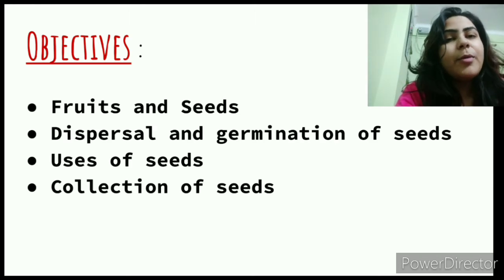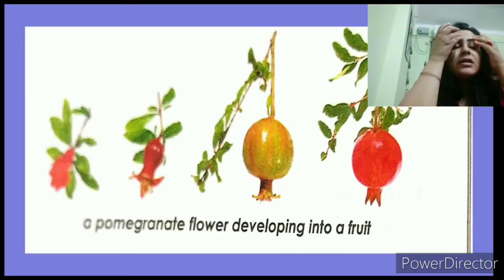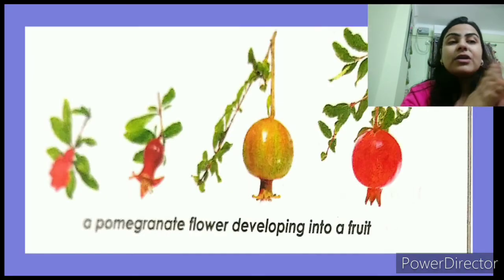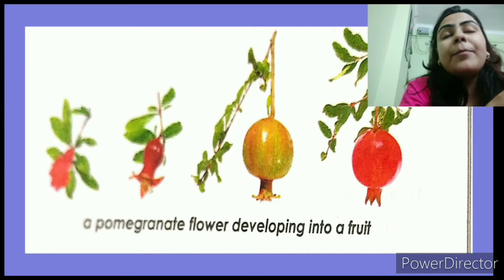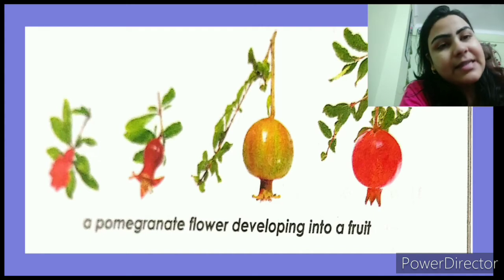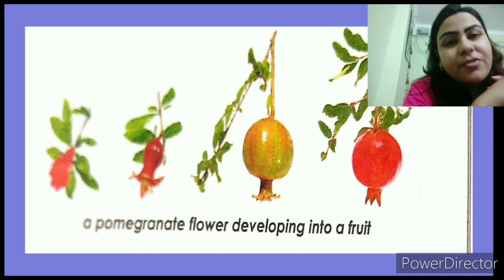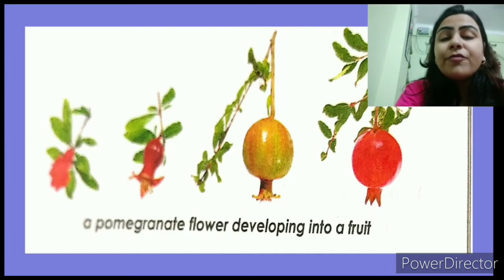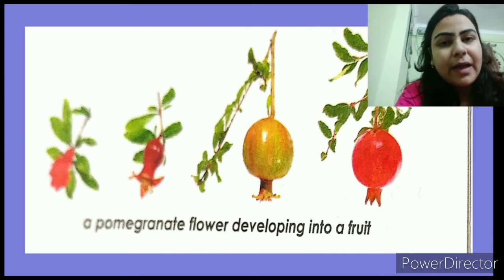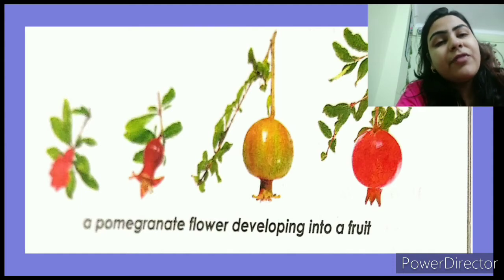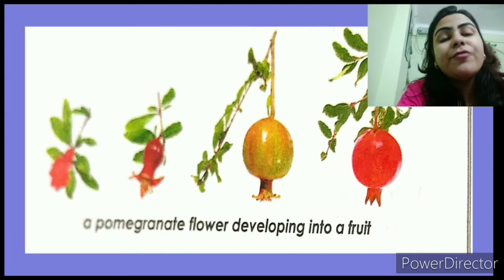So what did we learn about the fruits and seeds? We learned that each and every tree produces fruits and seeds. Now, from where does the fruit come? The fruit develops from the flower of the plant. When a plant produces a flower, the flower develops into the fruit.